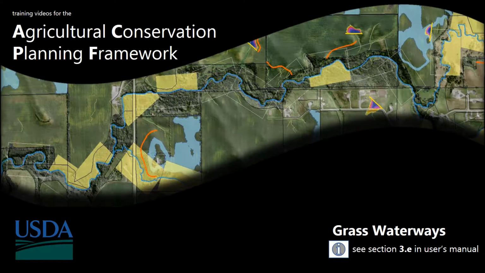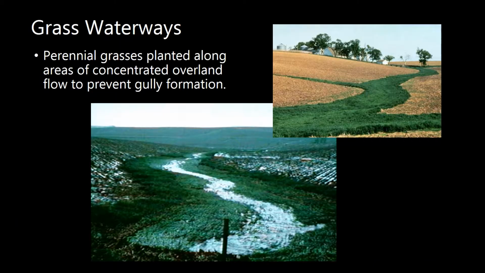In this video, we're going to go over the Grass Waterway tool. Previously, you should have already run the More Terrain Derivatives tool, as those outputs will be needed to run the Grass Waterway tool. Grass waterways are strips of perennial grass planted along areas of concentrated flow, and they really help with preventing gully formation and capturing some sediment before reaching the stream or ditch further downstream.